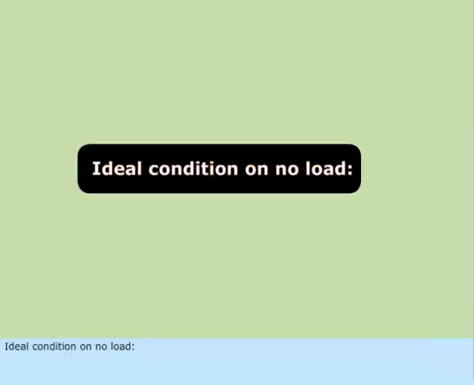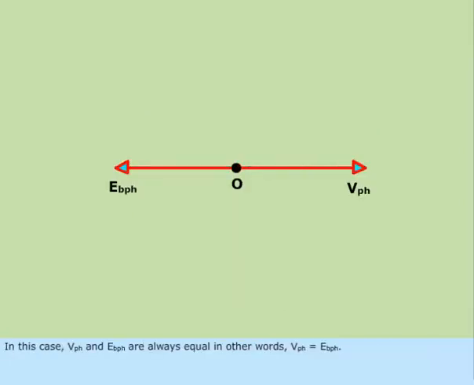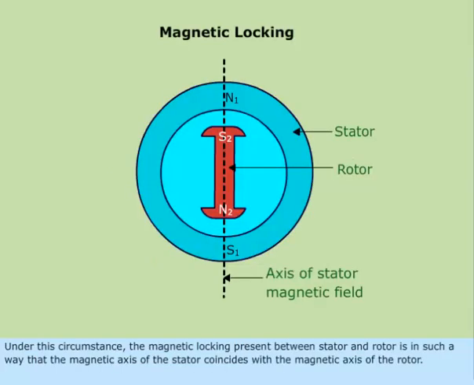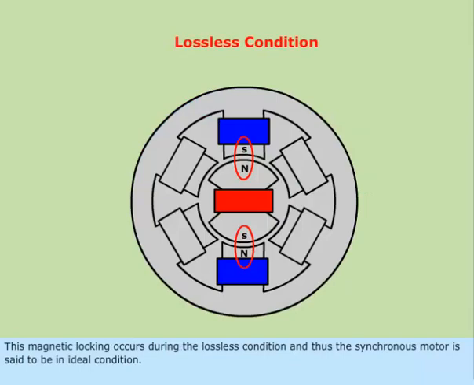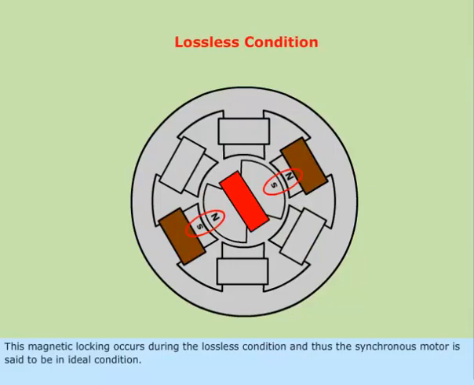Ideal condition on no load. The ideal condition on no load can be assumed by ignoring several losses in the motor. In this case, V sub PH and E sub BPH are always equal. In other words, V sub PH equals E sub BPH. Under this circumstance, the magnetic locking present between stator and rotor is in such a way that the magnetic axis of the stator coincides with the magnetic axis of the rotor. This magnetic locking occurs during the lossless condition, and thus the synchronous motor is said to be an ideal condition.